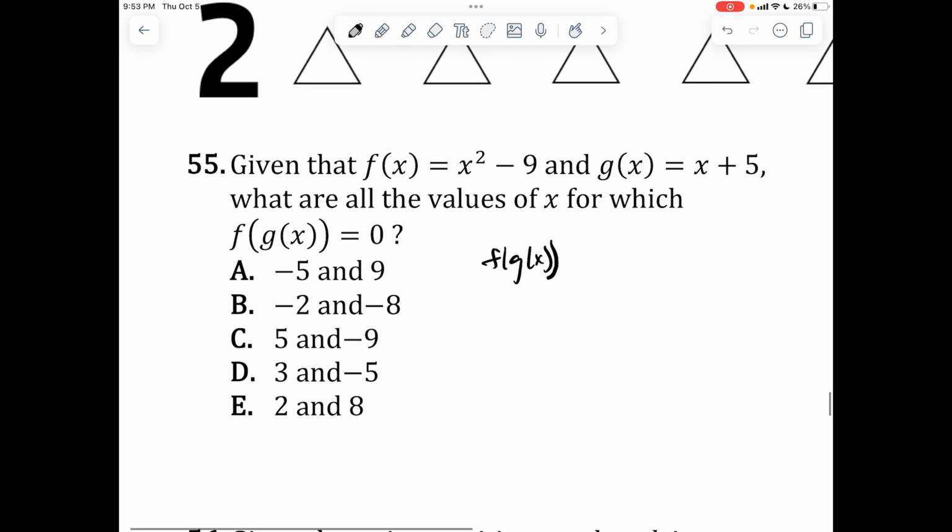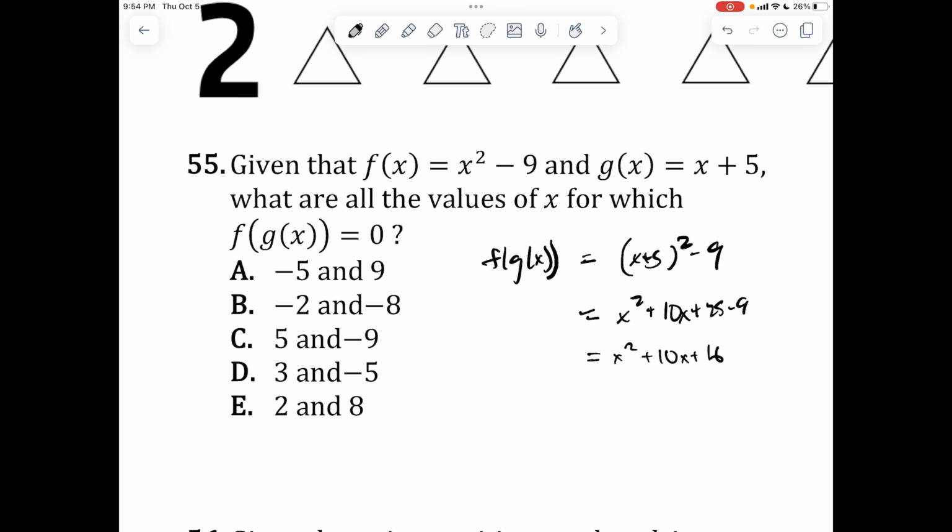f of g of x is what? It's going to be x plus 5 squared minus 9. That's going to be equal to x squared plus 10x plus 25 minus 9. It's going to be equal to x squared plus 10x plus 16. And we want to find where this is equal to 0. We just have to factor it: x plus 8, x plus 2. Factors of 16 that add up to 10. This is going to give you x equals -8, -2.